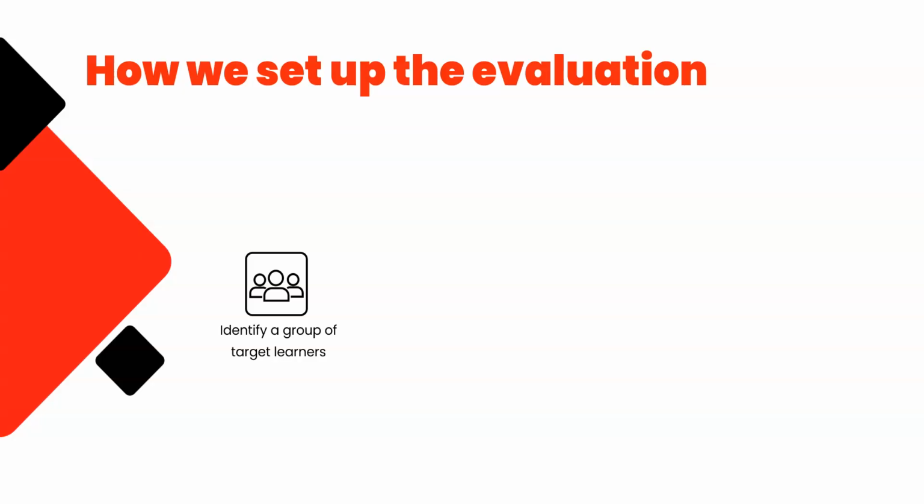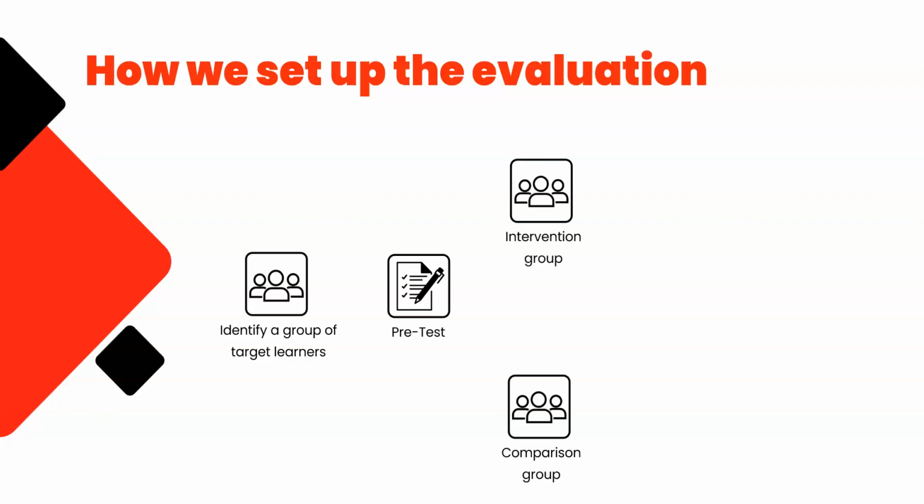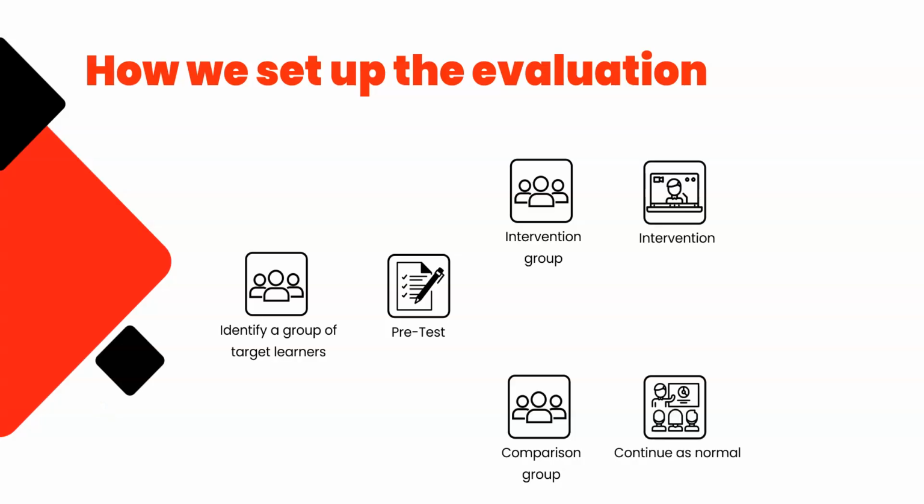The first thing we ask you to do is identify a group of target learners in Year 3. You then complete the pre-assessment test with all the learners. The What Works Teachers platform will then randomly allocate these into the intervention and the comparison group. The intervention students will receive this over the duration of the trial, and the comparison group will continue as normal.